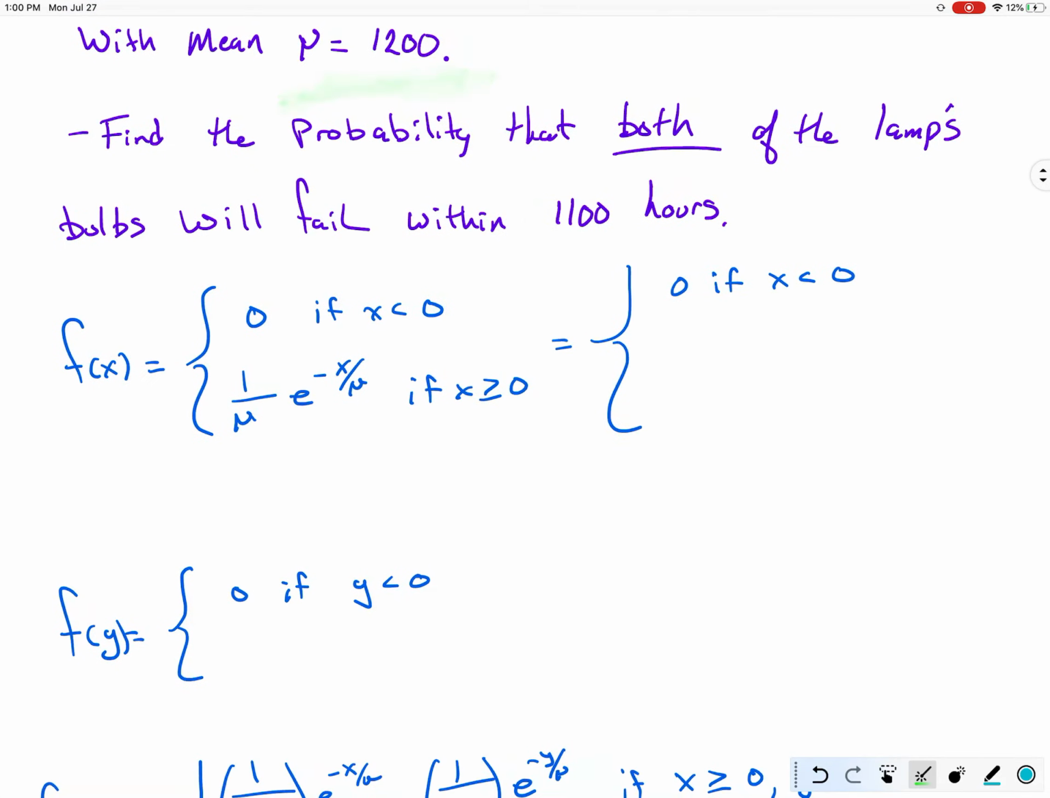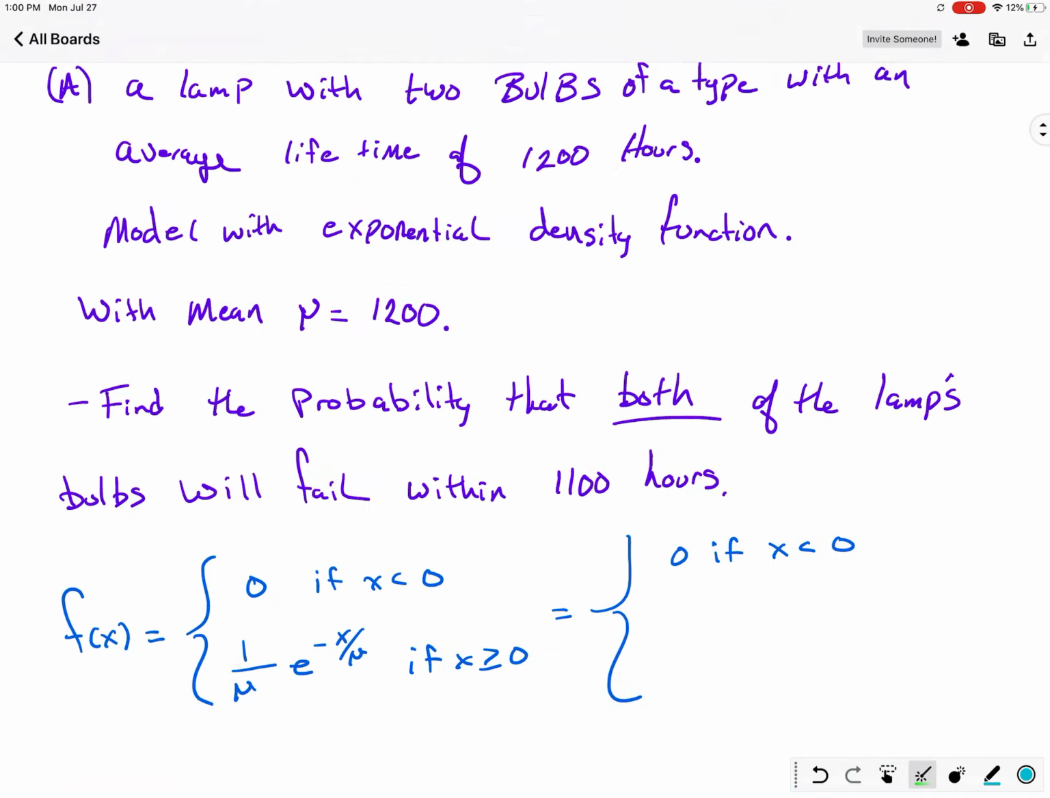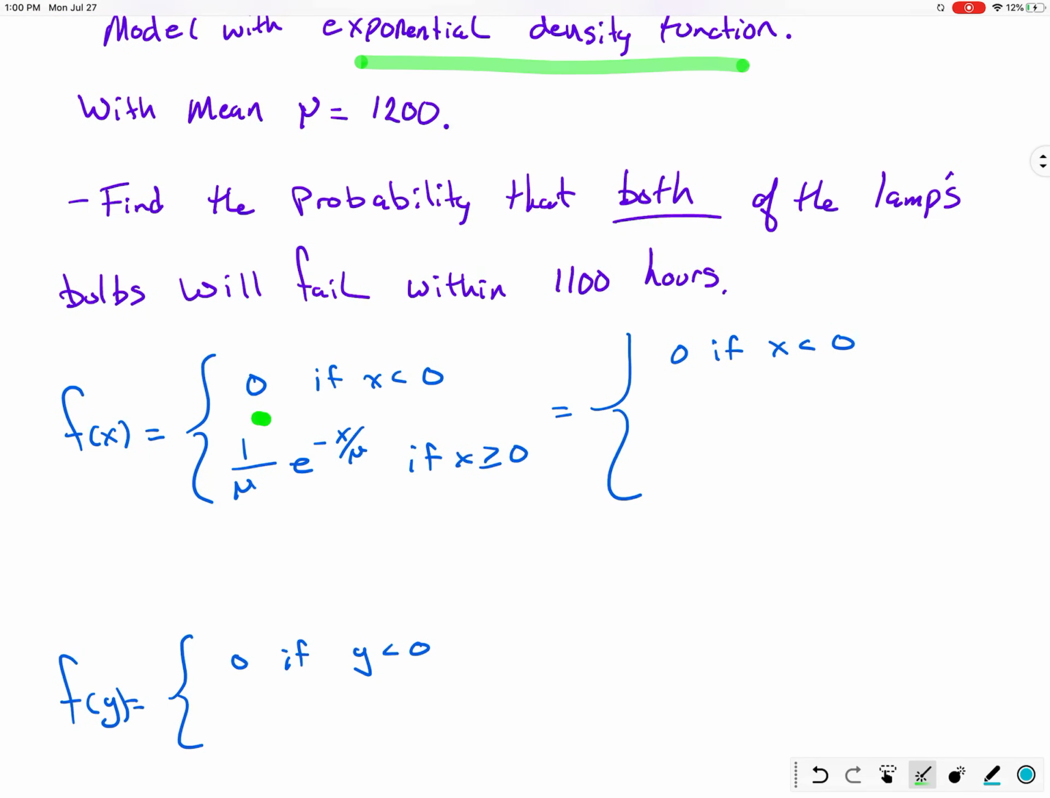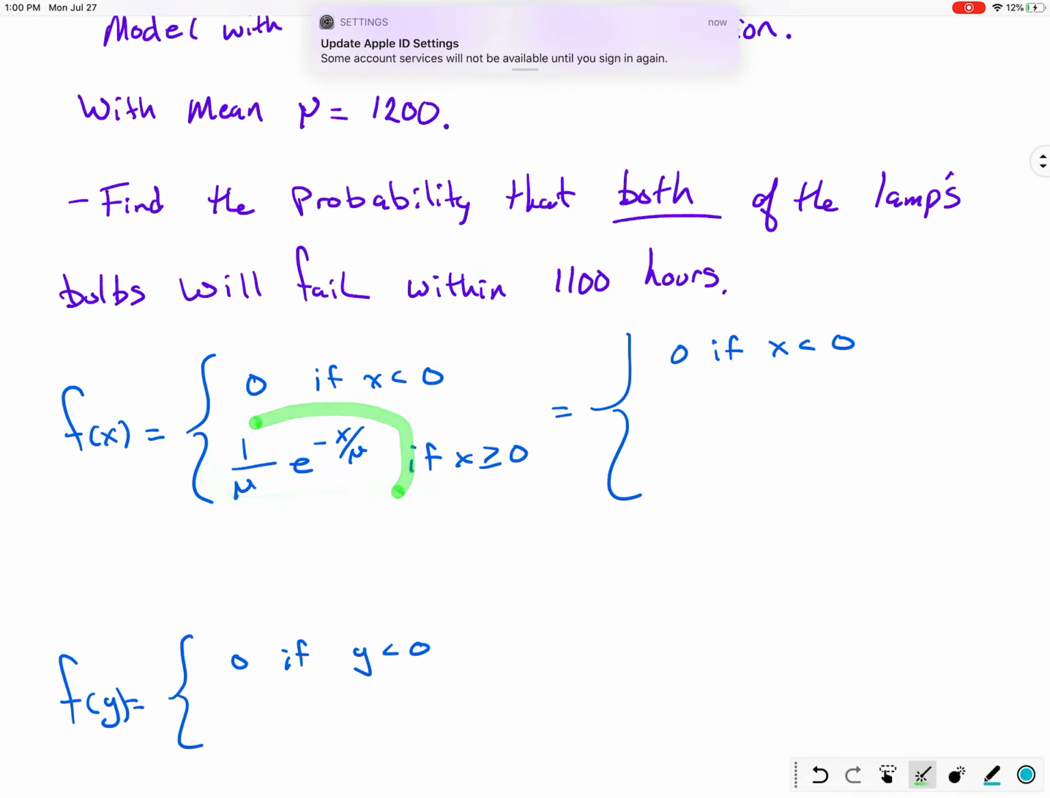So we set up a probability function in terms of x and y. I've got two bulbs. So bulb 1 I'm going to call the x bulb, and bulb 2 I'm going to call the y bulb. So the exponential density function is this: 1 over mu times e to the negative x divided by mu. That's my density function.